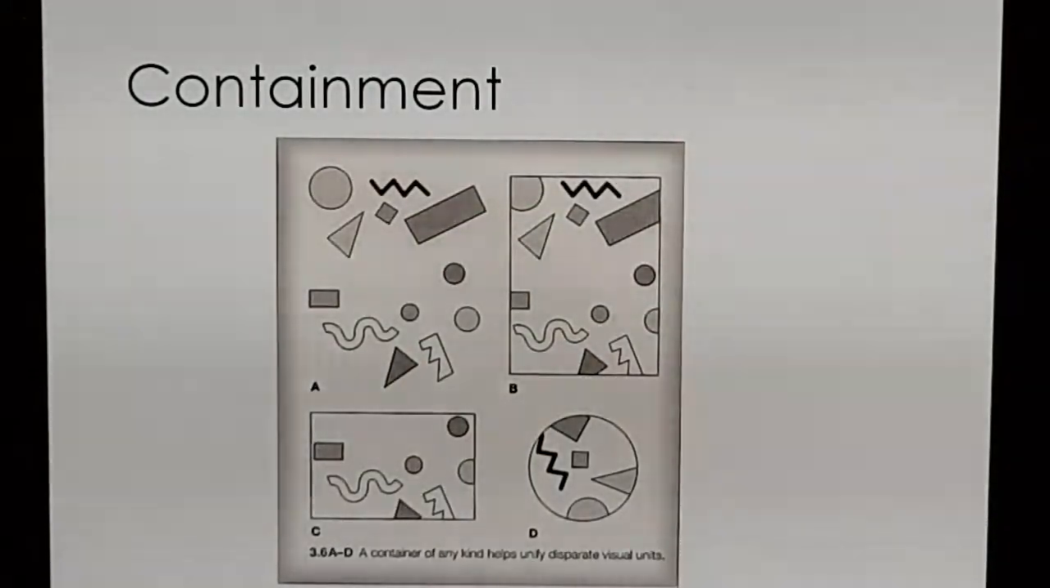Containment is a unifying force made by an outer edge or by a boundary within an image. Now, when you look at image A, you'll see the shapes freely floating, but the moment you add a border around it, as you do in B and C and D, it contains the different shapes, and as a result, it acts as a unifying element, okay?